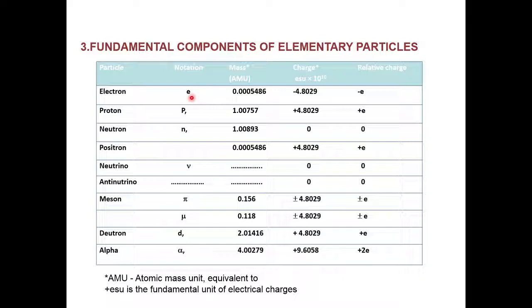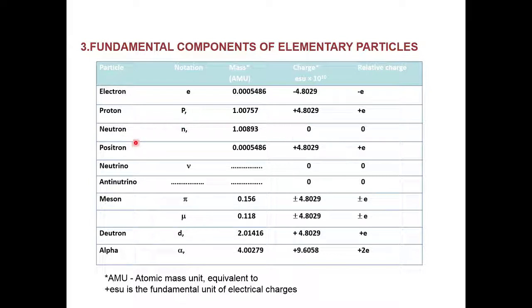electron, denoted by e, and its mass in atomic mass units is approximately 0.0005486, and its charge is minus 4.8029 ESU times 10⁻¹⁰. The relative charge, which is what we use in day to day application, we denote by minus e, because an electron carries a negative charge. Correspondingly, the proton, which carries a positive electric charge, has a mass of approximately 1.00757. Its charge is exactly the same as an electron's, and it is denoted by p.